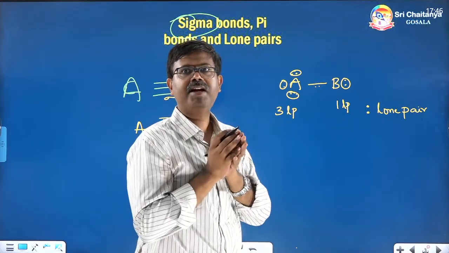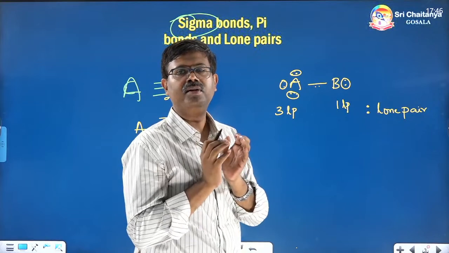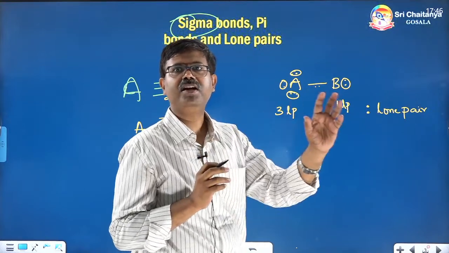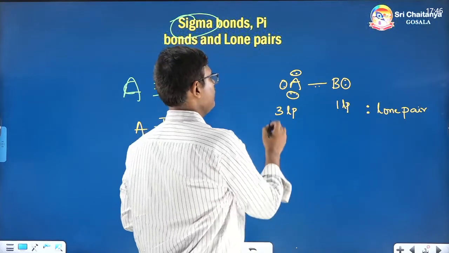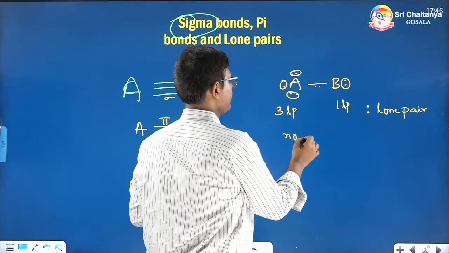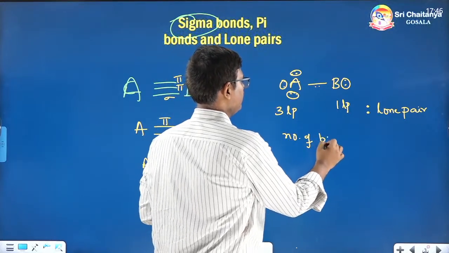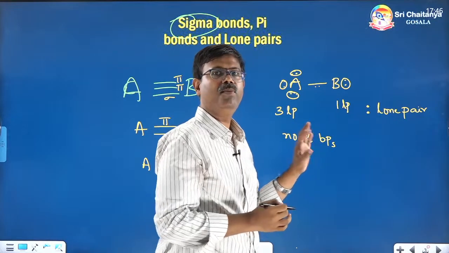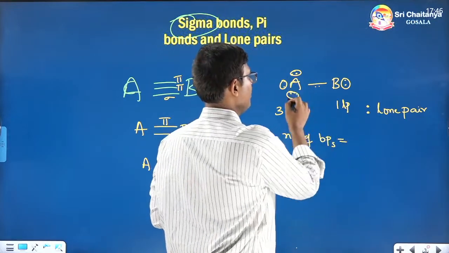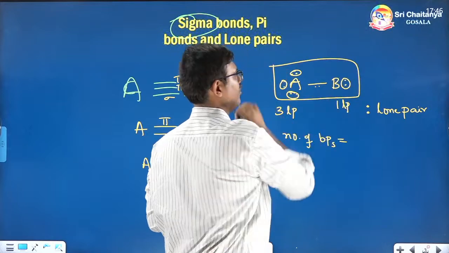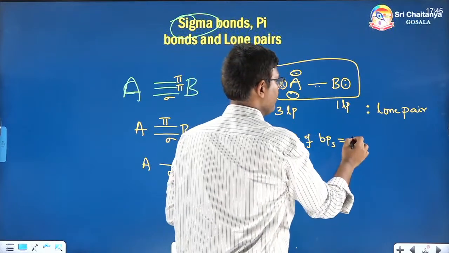Lone pair means not participating in anything, it is alone. Bond pair means it is shared between the 2 atoms. So number of bond pairs, BPs I will write. BPs means bond pairs.